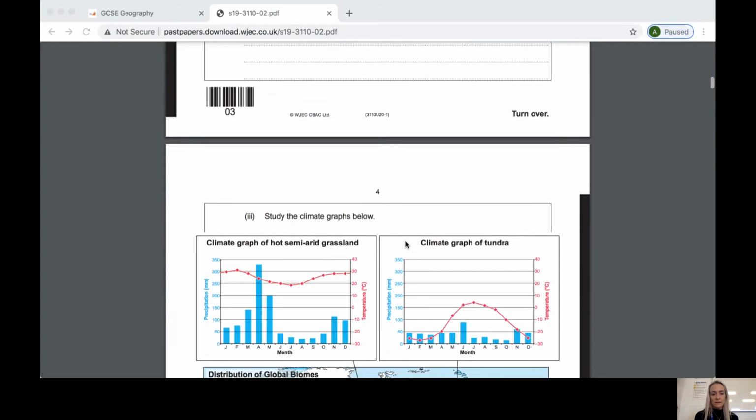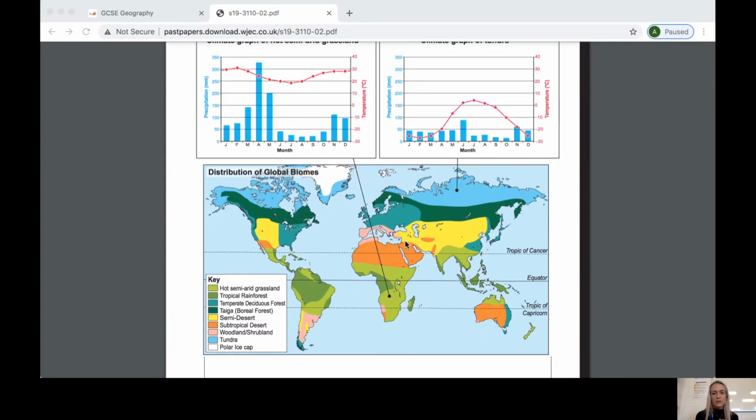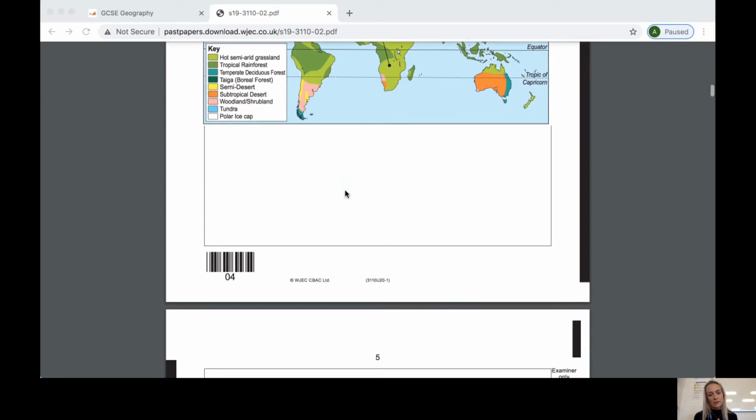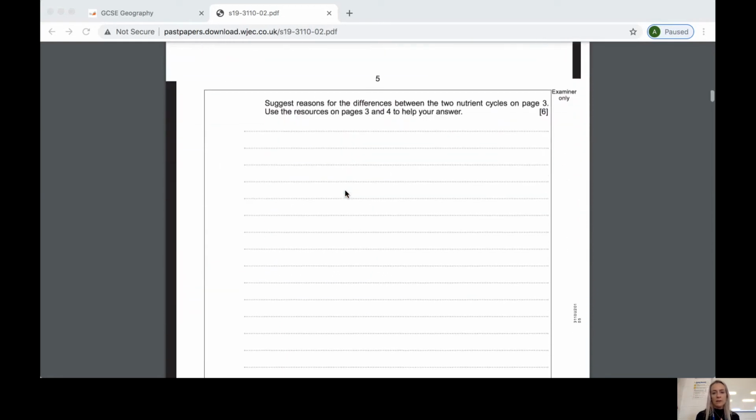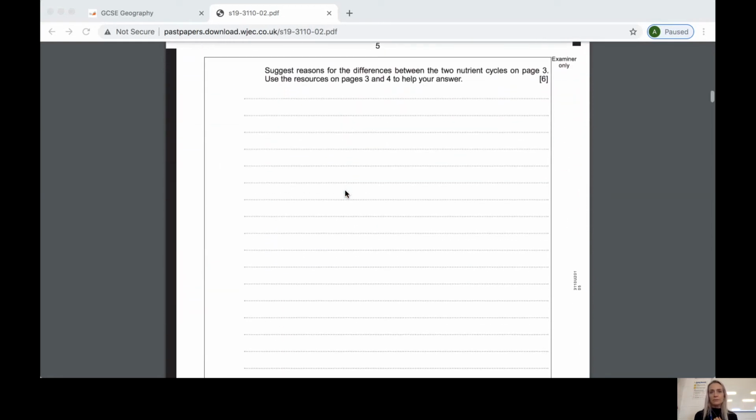So your job is to talk about the differences between those two nutrient cycles. And if you need to, you can use these diagrams here to help you as well, to say about the climate, lots of rainfall or not much rainfall, or lots of heat or not much heat, if you need to use them. You're looking for 6 marks here.